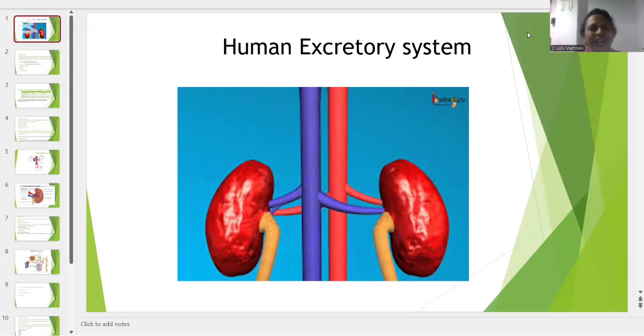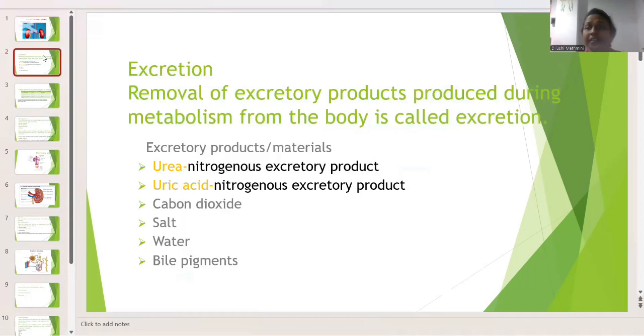Everyone. Today I'm going to talk about the human excretory system. First of all, we are going to talk about what excretion is. Removal of excretory products produced during metabolism from the body is called excretion.